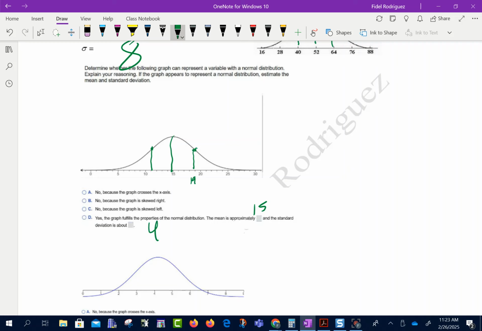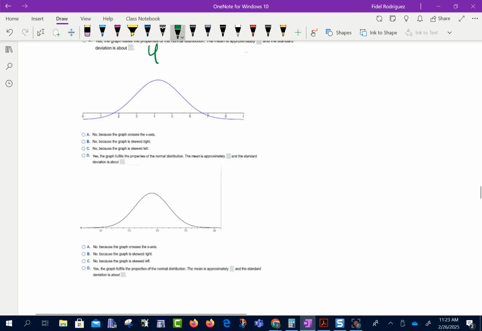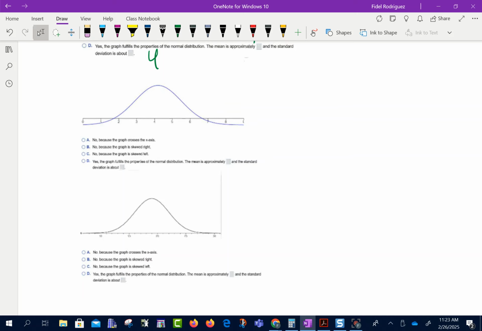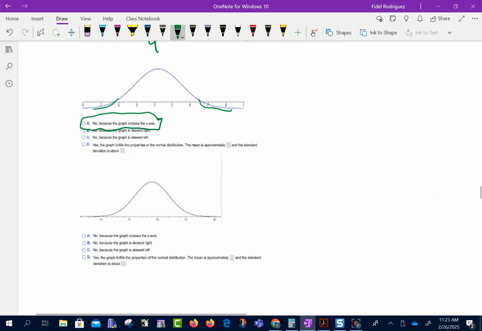What we're trying to do with these next couple of problems, y'all, is figure out: is it a normal distribution? And if it is, what's the average and what's our standard deviation? Y'all, if I look at the second graph, that is not right. Why? Because my graph is crossing the x-axis. So this is not going to be representative because it crosses the x-axis.